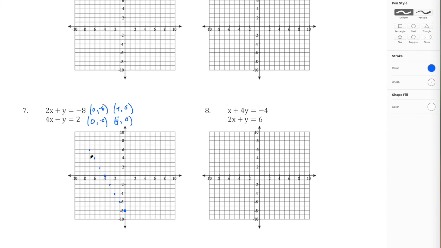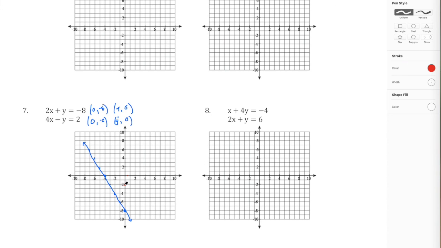So here is our top equation there. All right. And then our second equation, (0, -2), down here, and (1/2, 0). So 1/2, something like there.